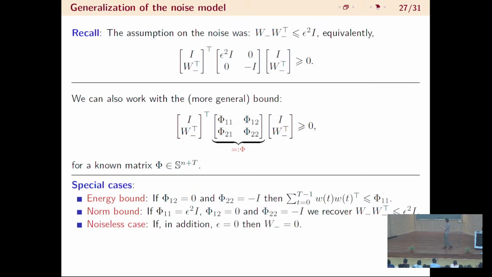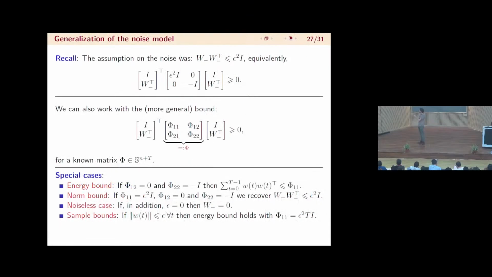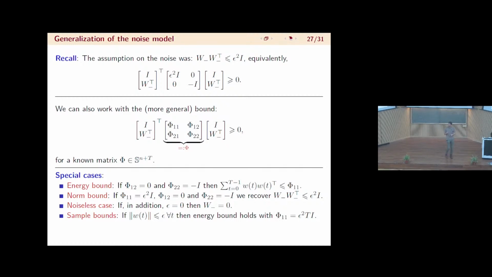We can also study the noiseless case. In particular, if we have this bound with epsilon is 0, then of course W is 0. But we can also try to incorporate sample bounds on the noise. So imagine now, instead of having this energy bound, that all of the noise samples are bounded in norm. So I have a pointwise bound: Wt is bounded in norm by epsilon for all t. That's different from assuming this energy bound. But if that sample bound on the noise holds, I do know that also an energy bound on the noise holds, by taking phi 11 to be this epsilon squared identity. So the conclusion is a sample bound on the noise also implies an energy bound on the noise, but the other way around is not true.